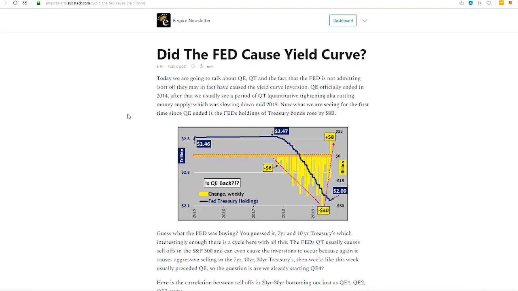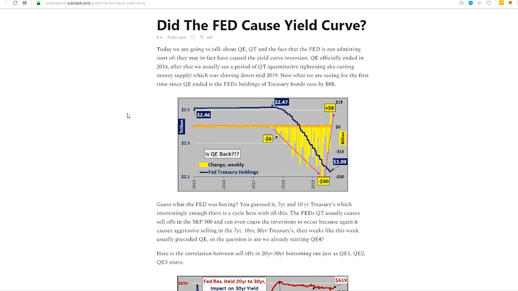Today, what we're going to talk about is, did the Fed cause the yield curve? This is a pretty interesting topic that I don't think a lot of people have explored, because a lot of people don't really understand the modern monetary model that's being used. There are two things at play that are constantly being used: money printing and money burning, or increasing and decreasing money supply, if you want to be nice about it. Or, if you want to be overly technical and super confusing, quantitative easing, QE, and quantitative tightening, QT.